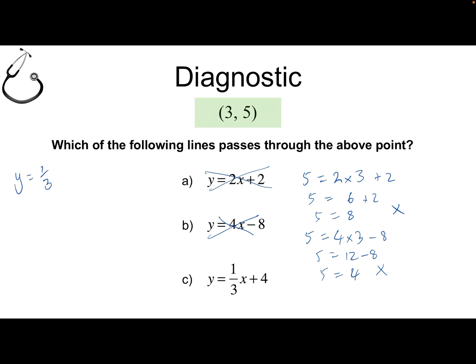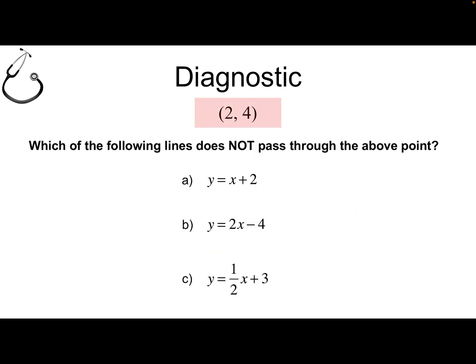Y is equal to 1/3 times x plus 4. 5 is equal to 1/3 times 3 plus 4. 5 is equal to 1 plus 4. 5 is equal to 5. This is true. The point 3, 5 must pass through that line. Or rather, the line must pass through that point. Okay? Hopefully that makes sense.